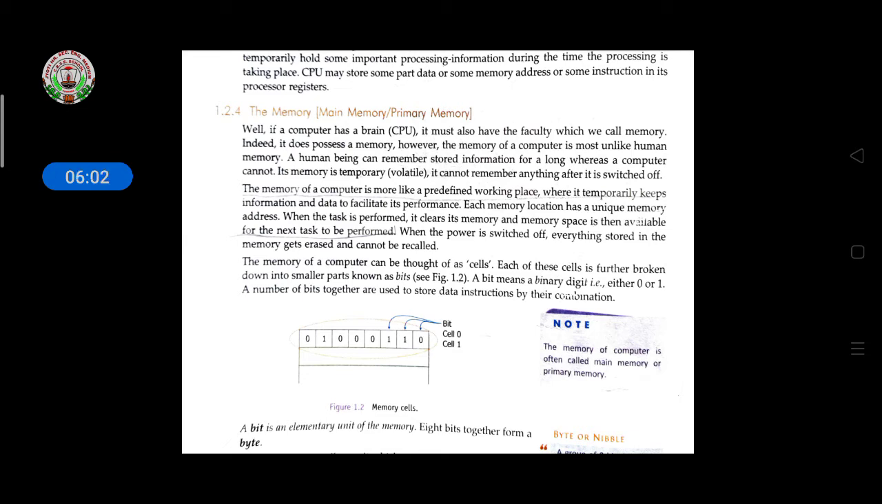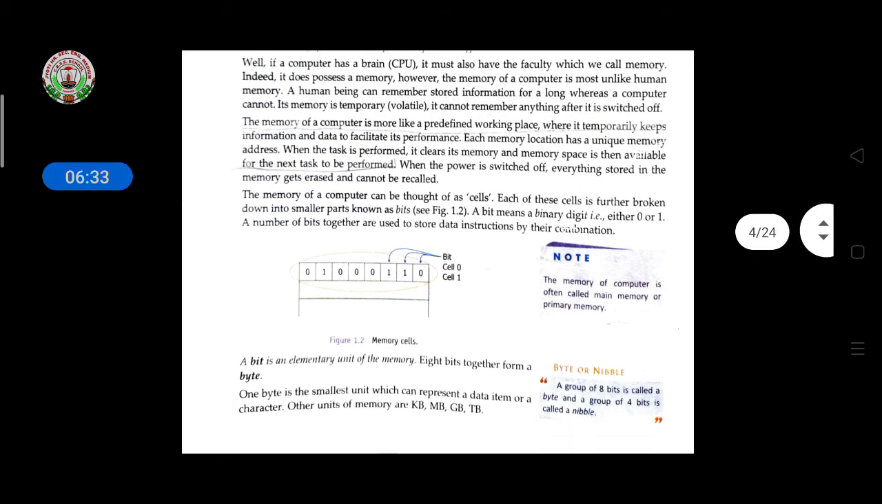Temporary memory means if you start the computer and do work on it, it holds which windows and which software you have opened in a temporary memory, and after the work it goes to the main memory and is stored. And if the current goes or your computer shuts down, then you will lose that memory.